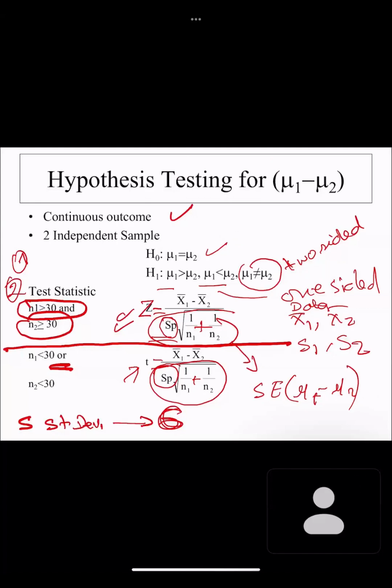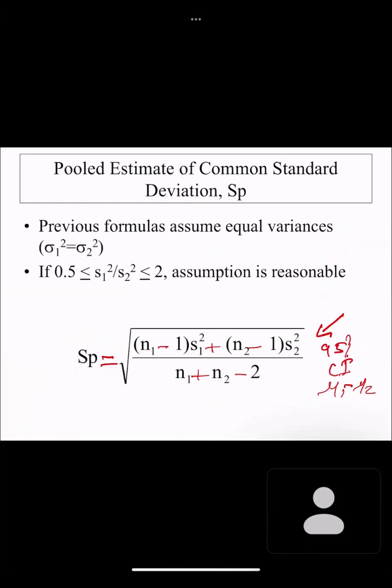What we do is, in this formula, we replace the S's by an S pool. Where is it coming from? It's coming from that formula where we put n1 minus 1 s1 squared, n2 minus 1 s2 squared, over n1 plus n2 minus 2. But how? When can I use this?